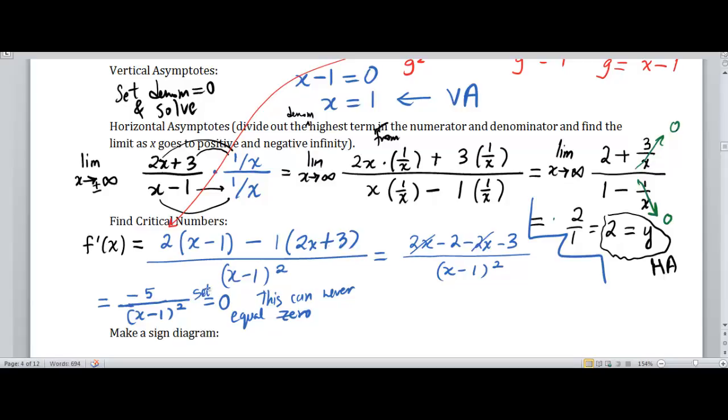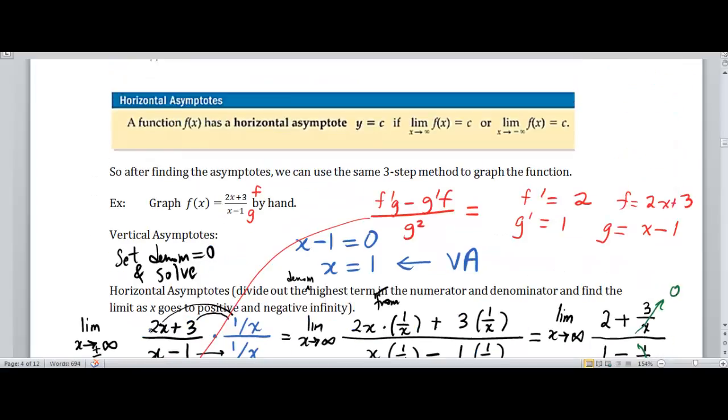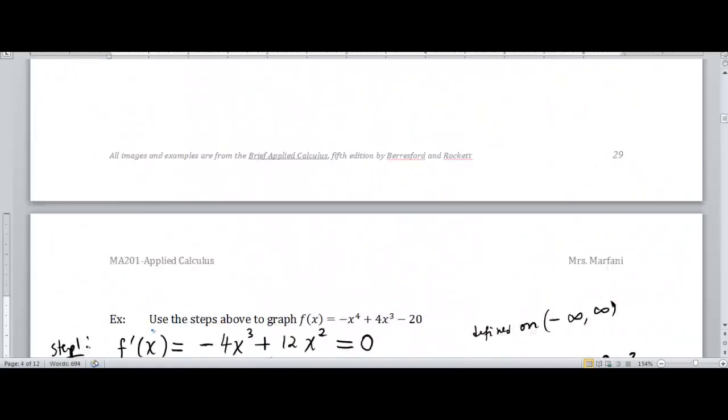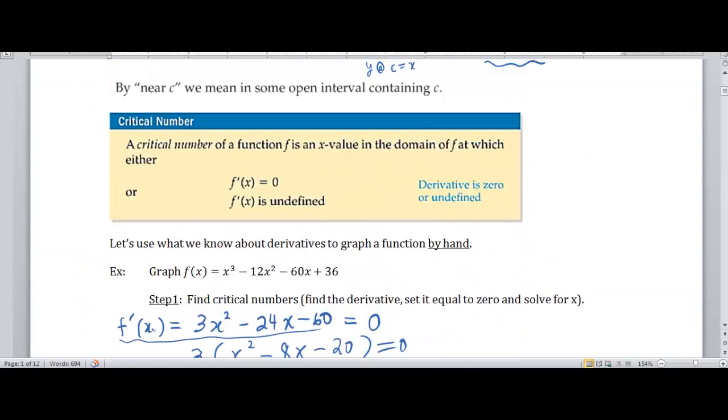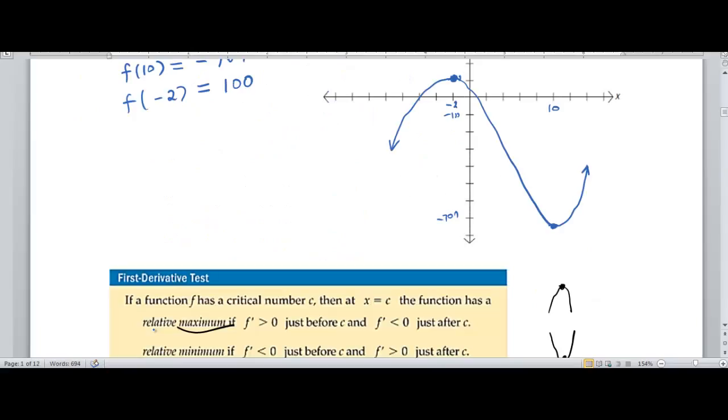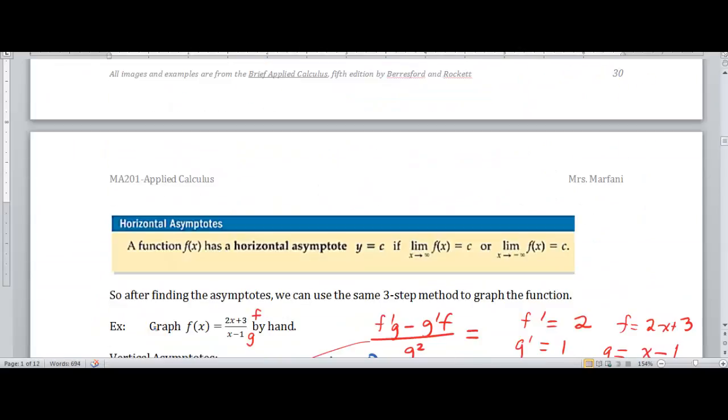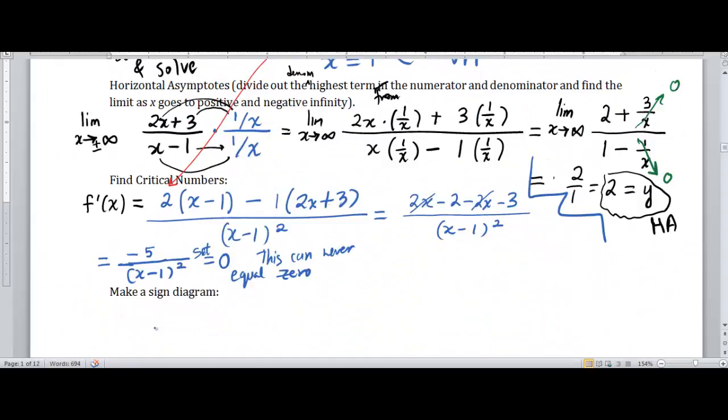Now, you can also find the critical numbers where the derivative is undefined. Remember that? This is one of the very beginning things we did. So let's look at the derivative. Where is the derivative undefined? Remember, this is a rational function, so where the denominator equals 0.